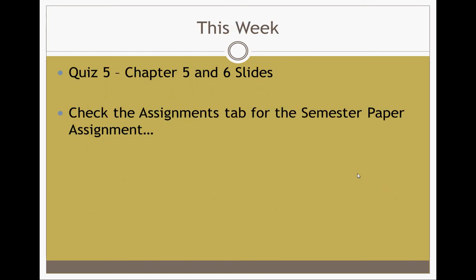This week we're going to have quiz 5 on chapters 5 and 6 slides. Remember that we're going to go back to chapter 5 some. We're going to have some quizzes together. Check the assignments tab for the semester paper assignment. I haven't quite got it all set up yet, so we're going to be working on it, but just be thinking about it. I will post when I put the semester paper assignment up. But you're basically going to be reading some court cases, and then you're going to give me a brief synopsis of the case.